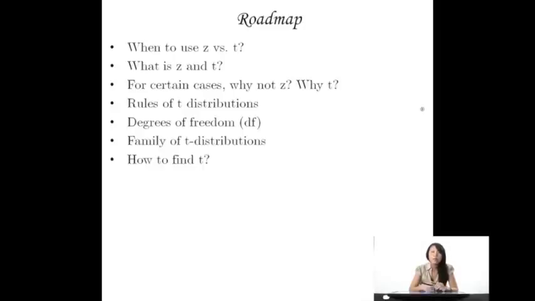And then we're going to talk about rules of t-distributions. They follow certain patterns. And t-distributions are a family of distributions separated by degrees of freedom. So different t-distributions have different degrees of freedom. So we're going to talk about what degrees of freedom is, and then how degrees of freedom relates to that family of t-distributions. And then finally, summarize how to find t.